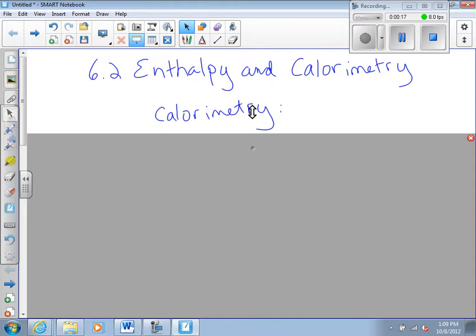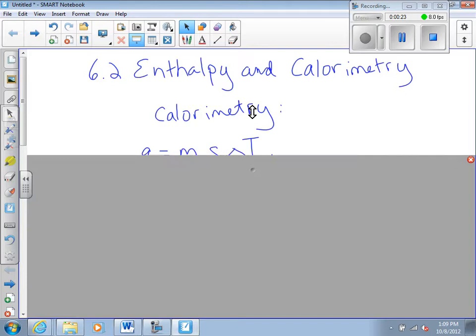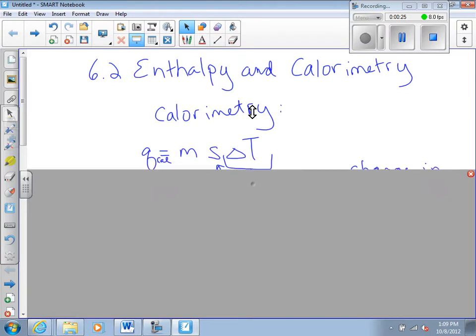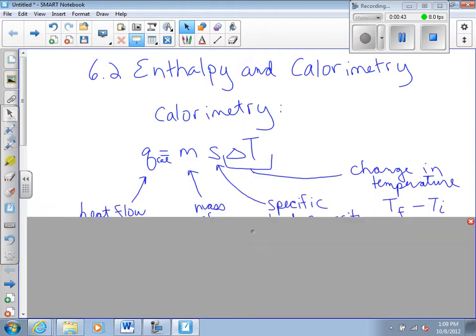We have a very simple equation. If you remember it, try to think of it. I'm going to show it to you in a moment. And here it is. Q is m s delta T. Try to remember what those different variables stand for. The Q, heat flow. M, mass. S, specific heat capacity. And delta T is the change in temperature.